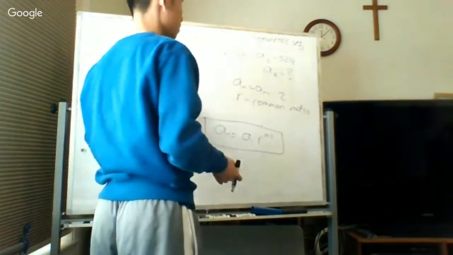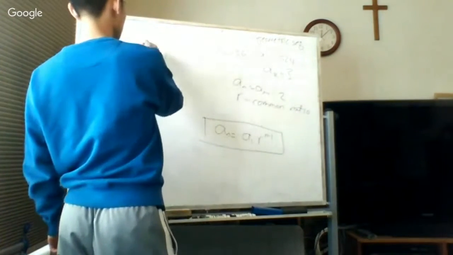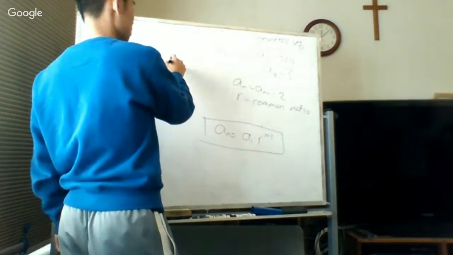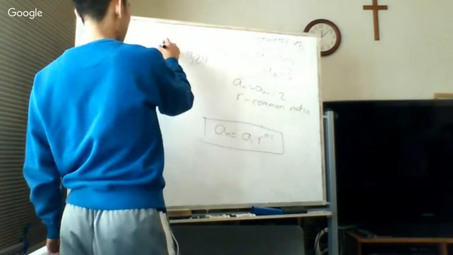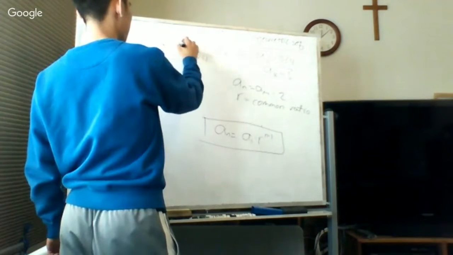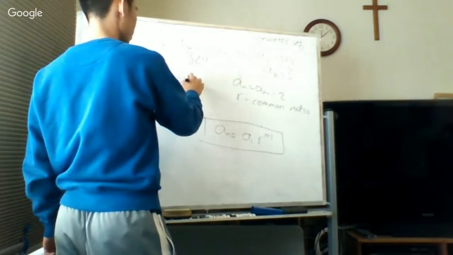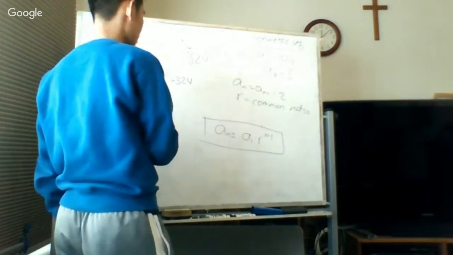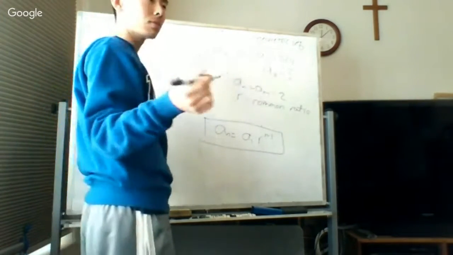36 cubed? No. Okay, so 36 times R gets you to some number. This number times R gets you to 324. So 36 times R squared is 324. So 36 times R squared equals 324. So what's R? Square root of 324 over 36. Okay, think about it. William, did you know how to get R?